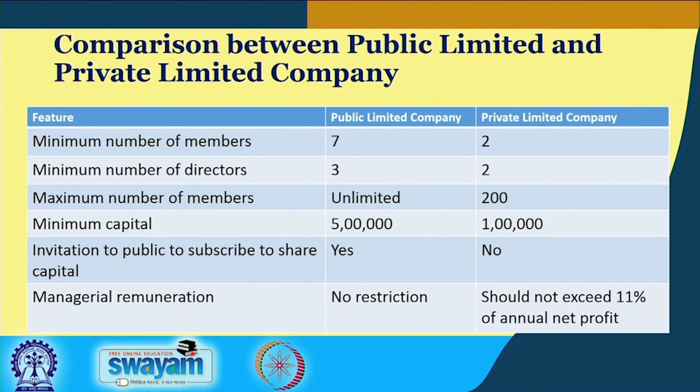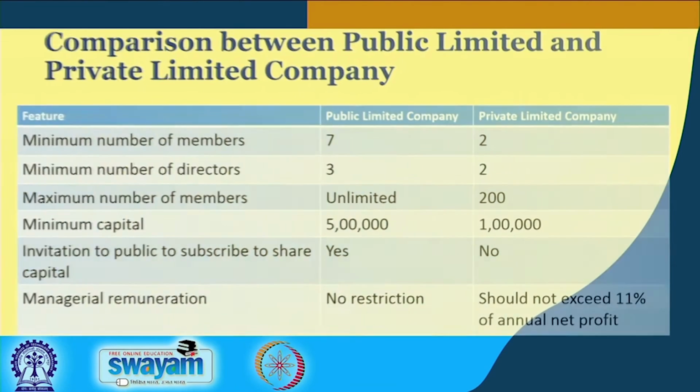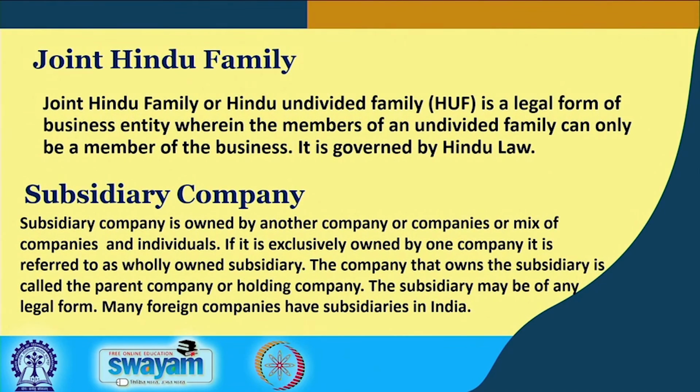Minimum number of members is 7 in public limited, 2 in private. Minimum number of directors is 3, while in private the minimum is 2. Maximum number of members is unlimited for public limited, 200 in private limited. Minimum capital is 5 lakh rupees, whereas in private it is just 1 lakh rupees. I think the other major things are kind of understandable.